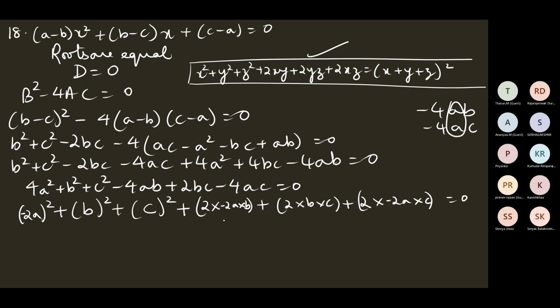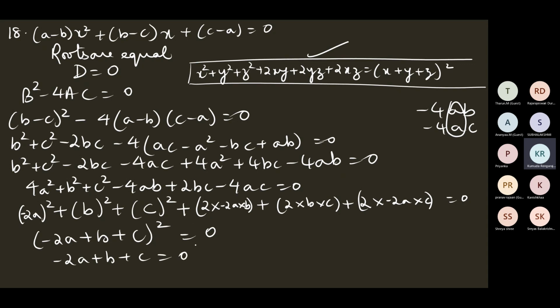Now check: minus 4ab plus 2bc minus 4ac is equal to 0. Perfect. So this is nothing but x plus y plus z the whole square is equal to 0. So minus 2a plus b plus c, whole square is equal to 0. So square root of 0 is 0. So we have b plus c is equal to 2a, or 2a is equal to b plus c, hence proved.